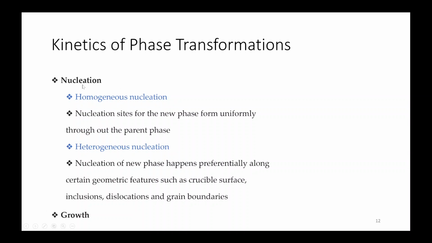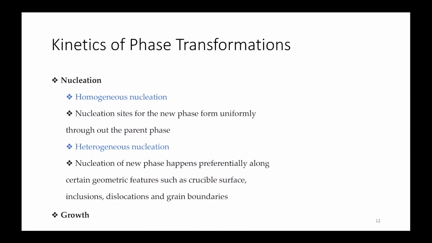Nucleation can be of two types. First is homogeneous nucleation, second is heterogeneous nucleation. In the case of homogeneous, your nucleation sites for the new phase form uniformly throughout the parent phase, and in the second case, heterogeneous nucleation, nucleation of the new phase happens preferentially along certain geometric features such as crucible surface, inclusions, dislocations, and grain boundaries.